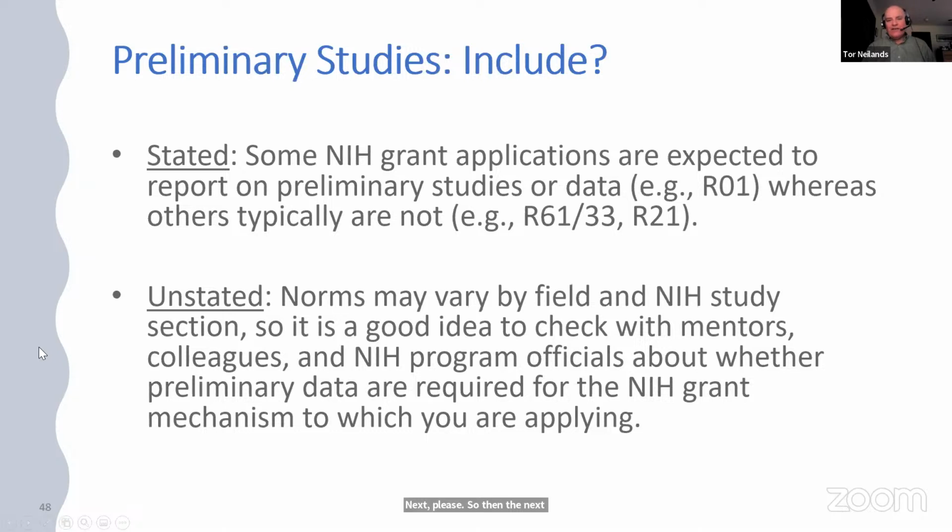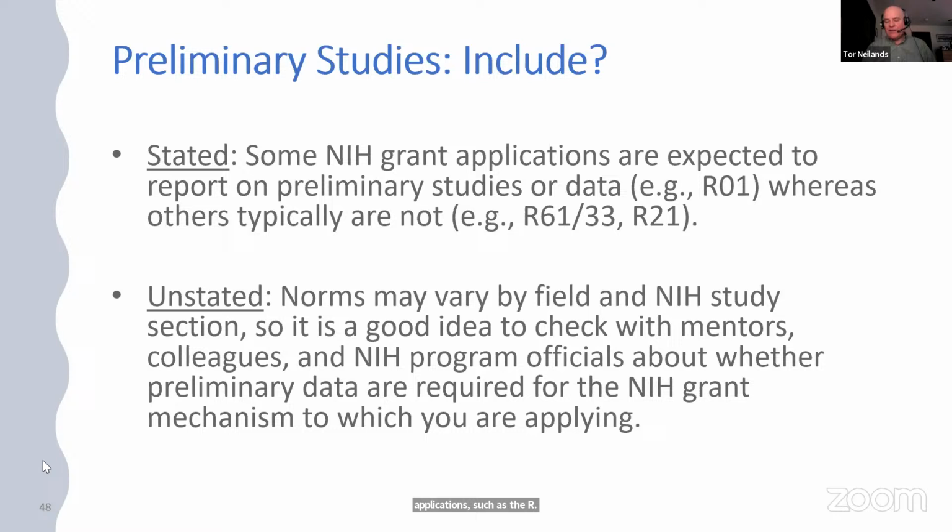So then the next question is, do you include some materials about preliminary studies? And what's stated, I think, often is that some NIH grant applications are really expected to report on preliminary studies, such as an R01 level application. There's a presumption usually that previous work has been done leading up to this type of large multi-year grant application, but others may not require it. Grants that are more exploratory in nature are considered higher risk applications, such as the R21 mechanism.